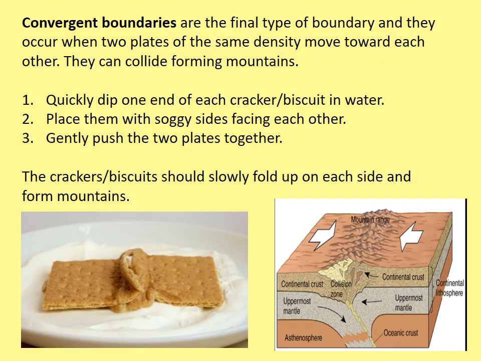And then the final one, this is where the water comes in. You'll need to dip the end of each of the biscuits or crackers into some of the water so that the edges of them go quite soggy. All right, you could do it in tea if you wanted to, but water works best. Then place the 2 soggy sides together and gently push them up. And what you should see is that those biscuits will fold on each side and gradually form mountains, just like the Himalayas. So hopefully you can have some fun modelling our different types of plate boundaries.